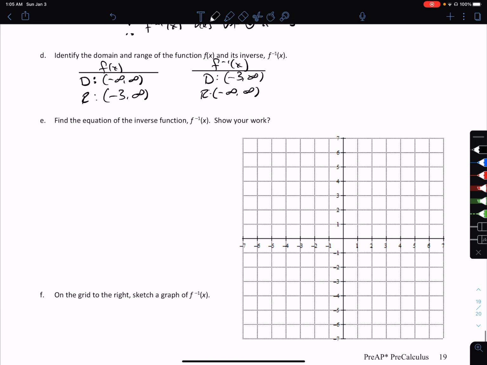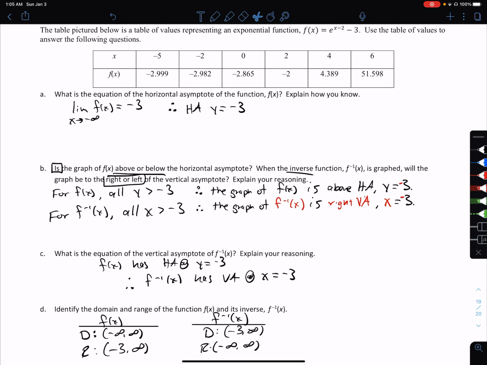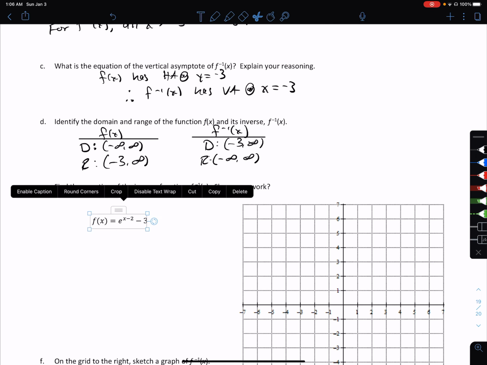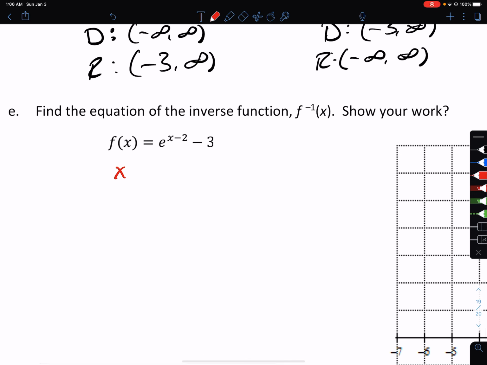E, find the equation of the inverse of f. Show your work. So if I take the function that I was given, which is right here, and if I interchange x and y, and if I get the base and exponent isolated, this is in exponential form.